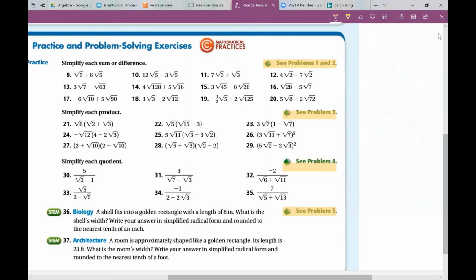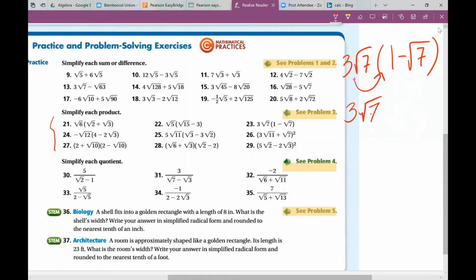The next section, 21 through 29, basically is asking you to distribute. You'll notice there's something on the outside of a set of parentheses and something on the inside of the set of parentheses. So you're just going to treat this the way that you would normally do if you had a distribution problem. So for 23, we have 3 radical 7 times the quantity of 1 minus radical 7. So I'm going to use arrows just so you can see what I'm doing. So I'll start with 3 radical 7 times 1. Well, 1 times anything is just itself, so that will remain 3 radical 7.